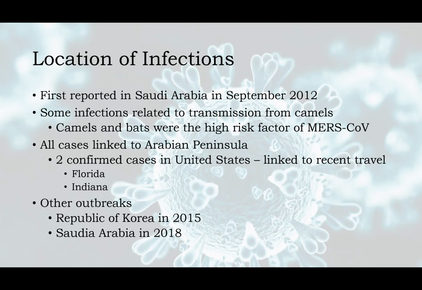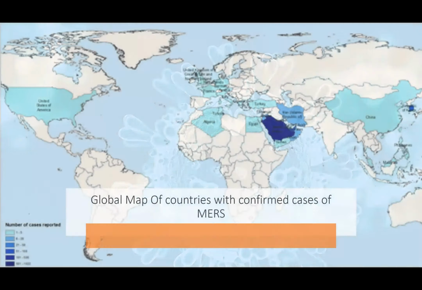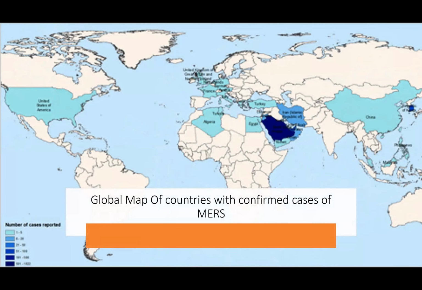Other outbreaks happened in the Republic of Korea in 2015, and it was associated with a traveler returning from the Arabian Peninsula. This is the 2012 through 2015 global map of countries with confirmed cases of MERS. The darker the color gets, the more cases there are.